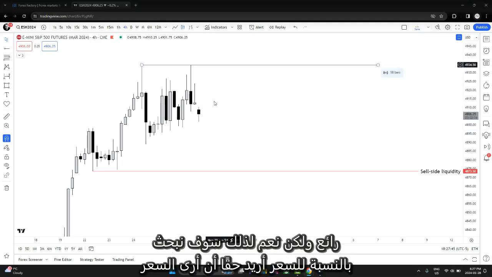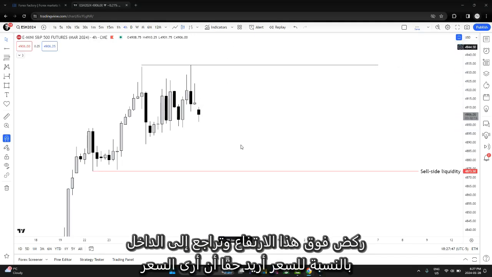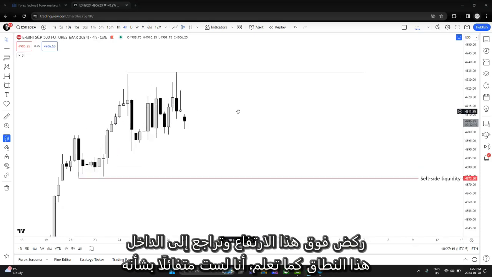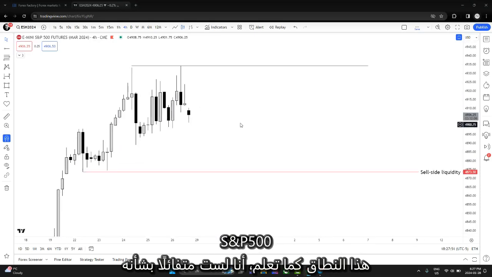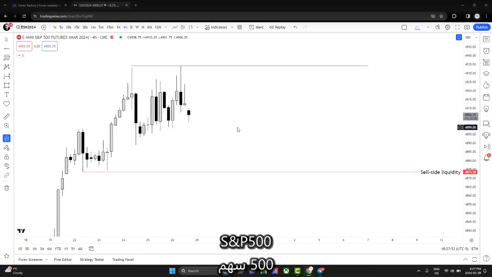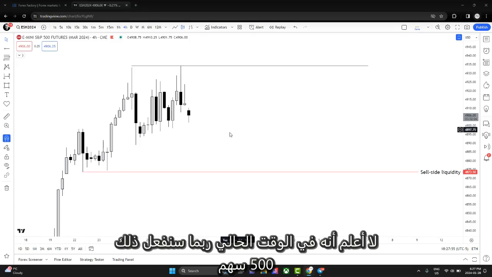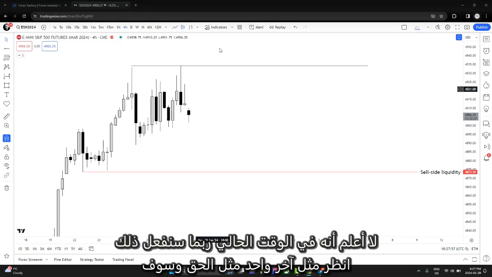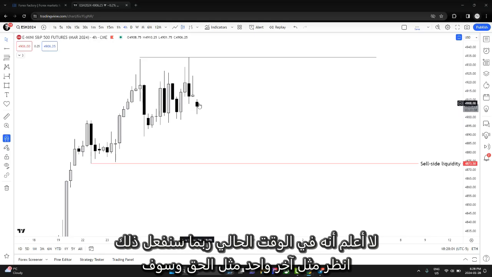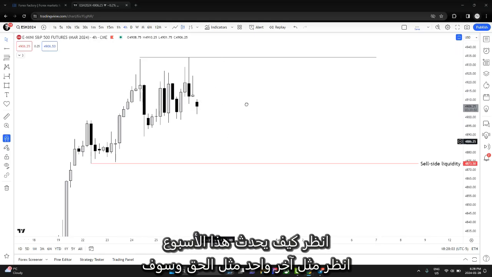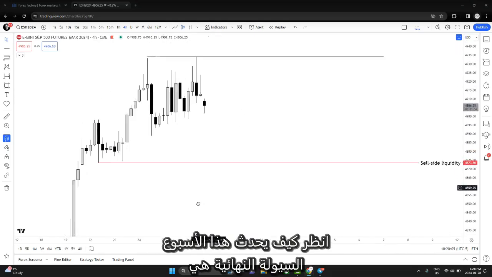But yeah, so we'll be looking for price to, I really want to see price run above this high and fall back within this range. I am not bullish on the S&P 500 stocks. Know that right now. We'll probably see one last leg, and I'll see what happens this week. So the ultimate draw on liquidity is here.